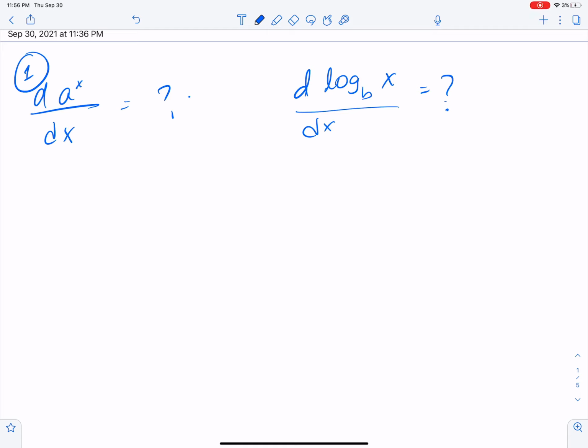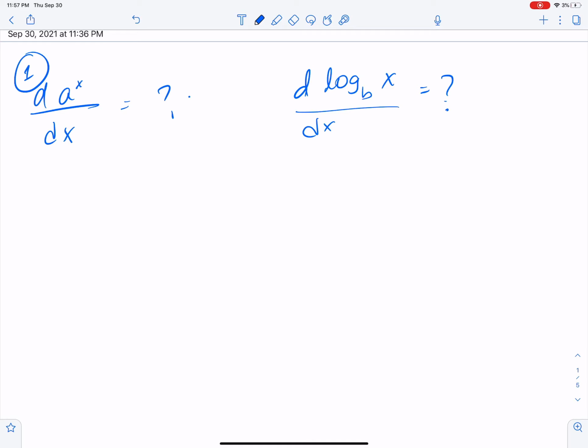Hi everyone. What I'm going to do in this video is go over a couple of these derivations again. I put them in the notes from September 28th and went over them in class today, but let me just go over them again to reinforce it. Okay, so the first thing we'll look at is the derivative of a to the x.